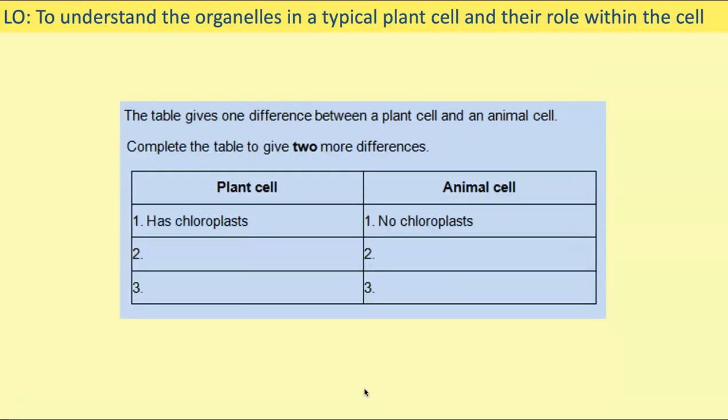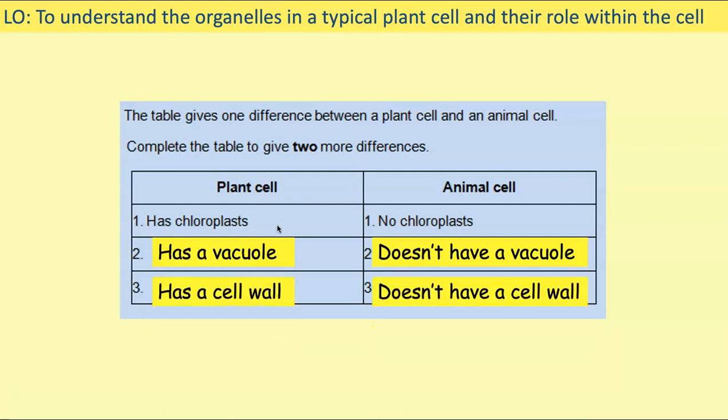And the final question, if you get a question like this and it gives you an example answer, lay out your answer exactly as the question has done. So we could have has a vacuole, doesn't have a vacuole, or vacuole, no vacuole. Has a cell wall, doesn't have a cell wall. Make sure you mark all of your answers, make sure you do your corrections, and then you can use these notes for revision.